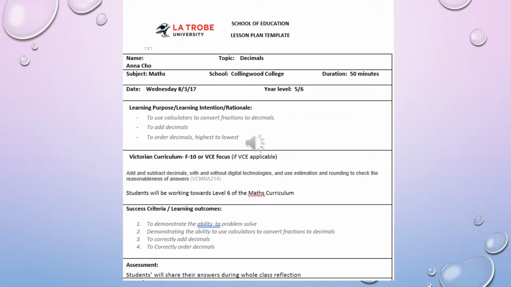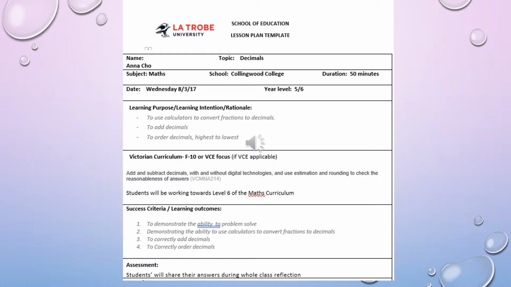The learning purpose includes to use calculators to convert fractions to decimals, to add decimals, to order decimals highest to lowest. The Victorian curriculum section that it satisfies is to add and subtract decimals with and without digital technologies, and to use estimation and rounding to check the reasonableness of answers. Students will be working towards Level 6 of the Maths curriculum.